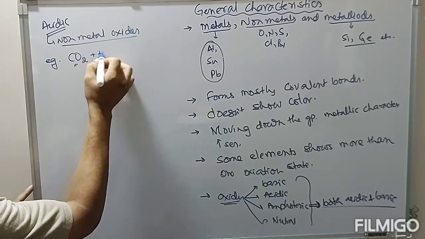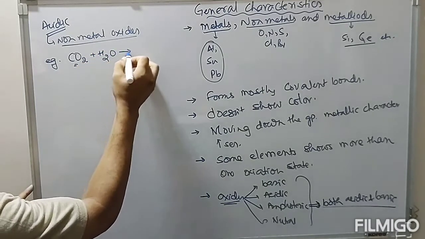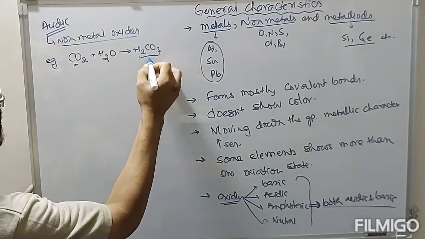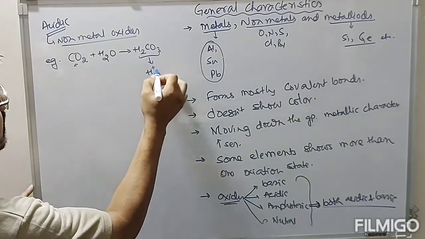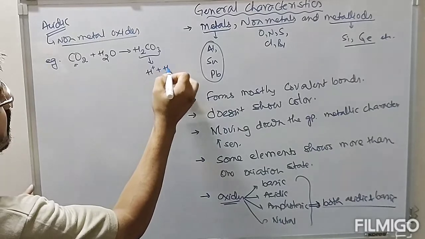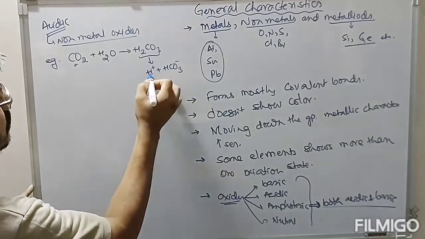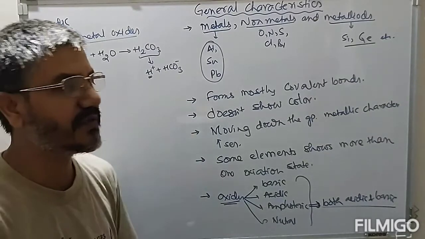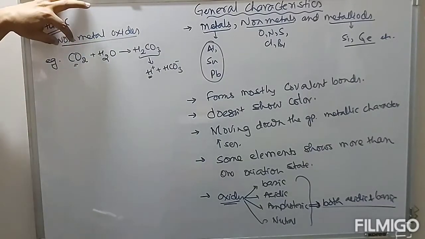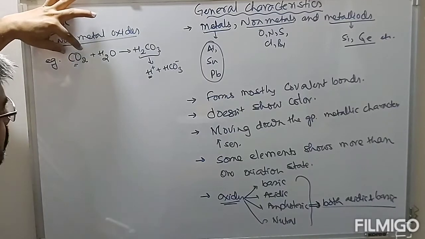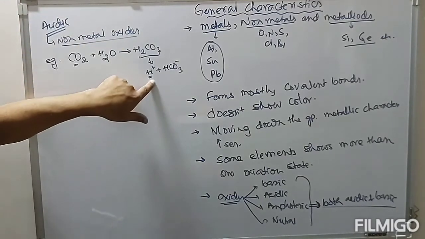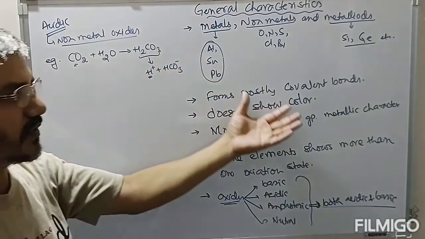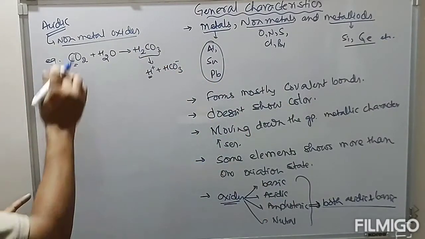When carbon dioxide is dissolved in water, it gives carbonic acid. This is an acid, which ionizes to give H plus ion and bicarbonate ion. So this results in the formation of H plus ion in solution. So carbon dioxide is acidic because, when dissolved in water, it furnishes H plus ion. Any substance that furnishes H plus ion in solution is what we call an acidic compound.